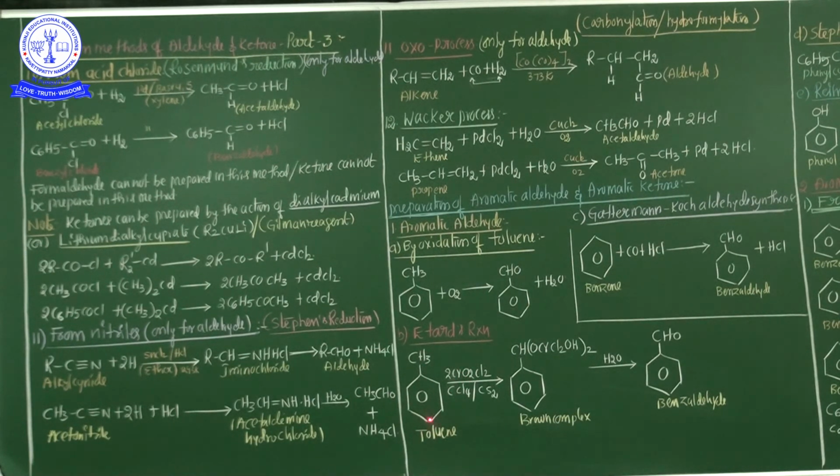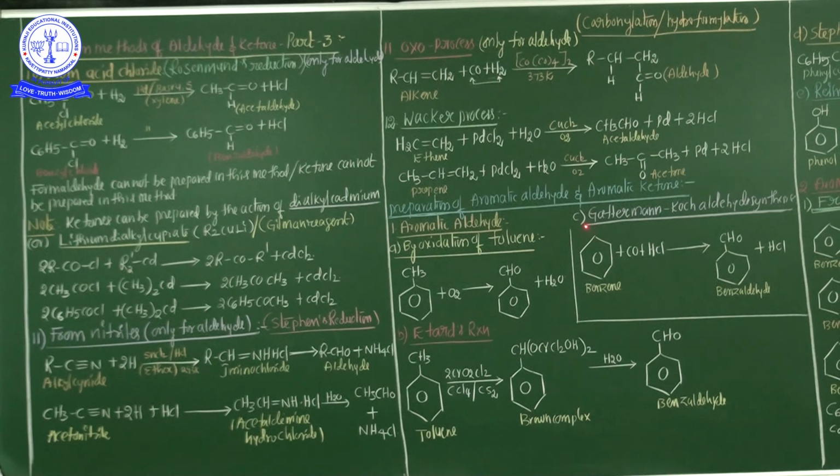See here, this is toluene and this is chromyl chloride, and with the help of CCl4 or CS2, carbon disulfide, now a brown colored complex is formed. This brown colored complex is again treated with water, finally benzaldehyde is formed. See my dear students, this is the Etard reaction, most important Etard reaction, and one more named reaction is there.